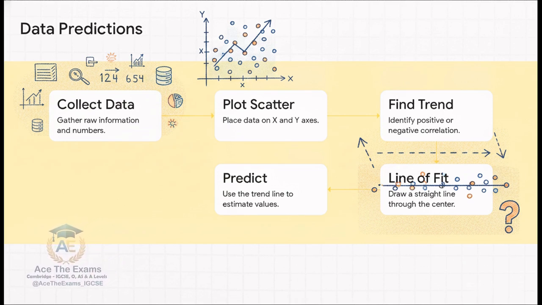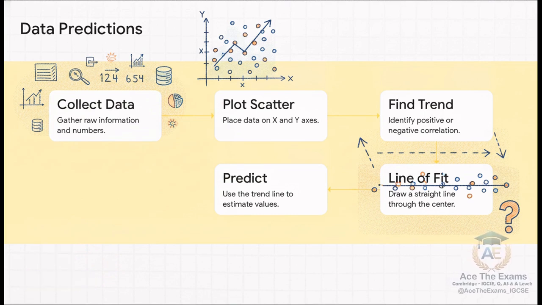Fourth, you draw your line of best fit. This is just a straight line that cuts right through the center of your scattered dots, showing you the general trend. And finally, step 5, you use that line to predict the future.